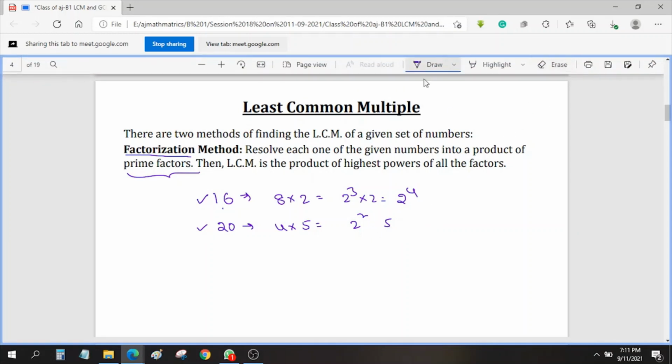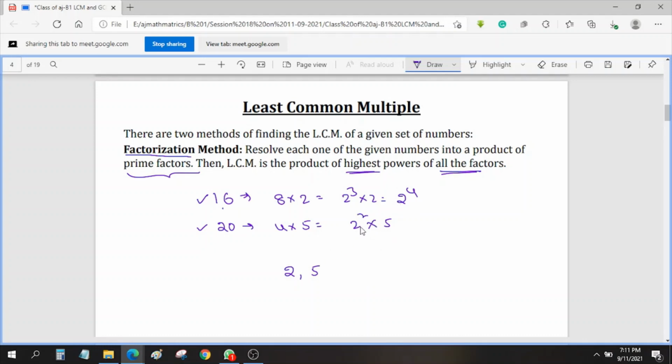Now after this, what do we have to do? See, the LCM is the product of the highest powers of all the factors. Now what factors do we have? 2 is a factor and 5 is a factor. 2 and 5 are the factors in these two numbers, and we take the highest powers of all the factors.